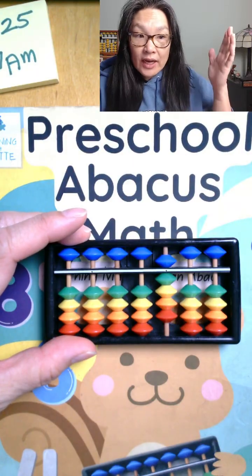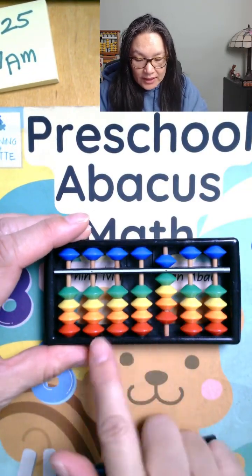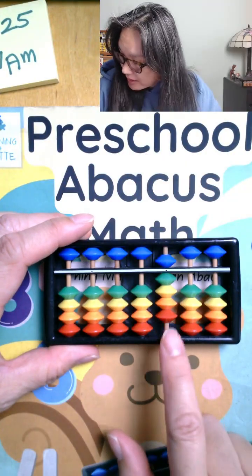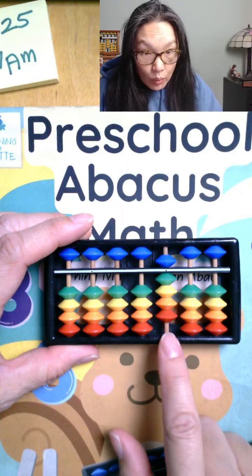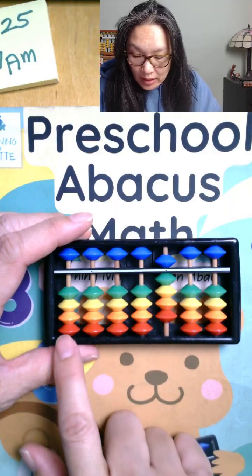So what's after 9? Well, after 9 is 10, right? How do I know where everything is? This is where we start talking about place values. On the abacus, we actually see where the place value is. So we have our ones, our tens, our hundreds, our thousands, and our 10,000.